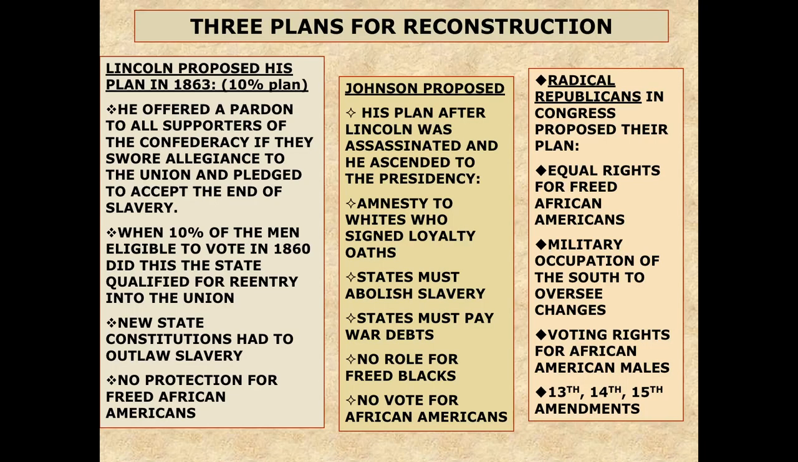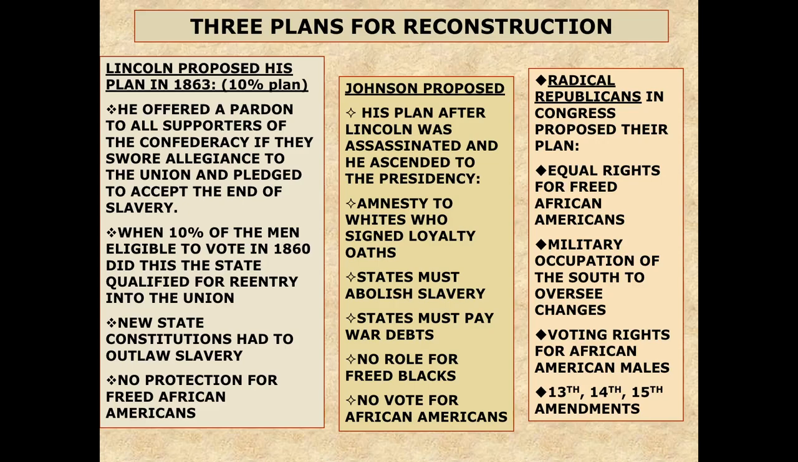Okay, so radical Reconstruction was instituted by the Republicans, and this is what they want. They want all of the above, but push it a step further. They want equal rights for the freedmen. They want the military to occupy the South and make sure that these rights are ensured to the freedmen. They want voting rights for African American males. So essentially the 13th, 14th, and 15th Amendments. They want these adopted by the Southern states and put in their constitutions before they even think about letting them back into the Union.